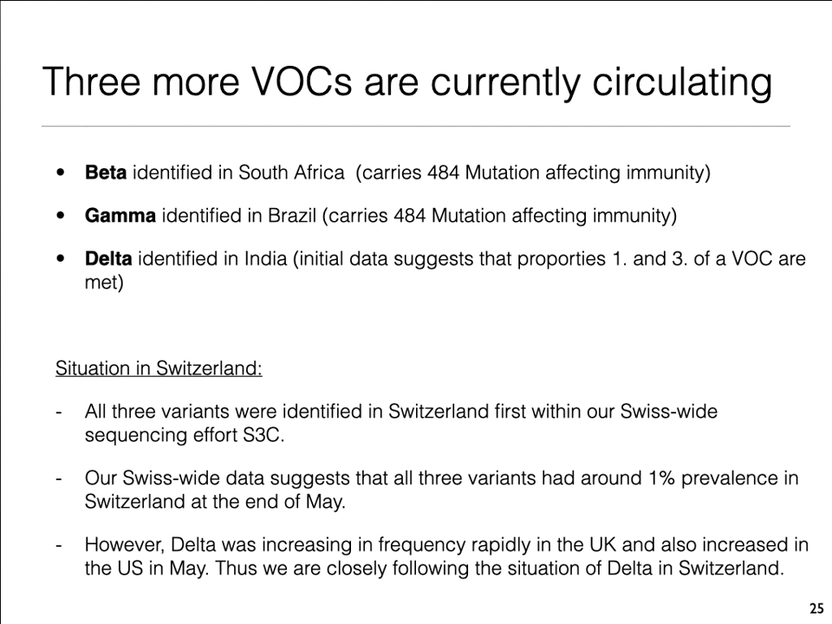With our sequencing efforts in Switzerland, we monitor all those variants, and in fact in our sequencing consortiums, we've identified all 3 variants in Switzerland first. Since then, we monitor the prevalence of those variants, and for all 3 of them, we are roughly at around 1% stable. However, that doesn't mean it needs to stay like that. Currently in the UK, we saw a very rapid increase of Delta over the last couple of weeks, and also in the US, Delta is starting to increase in frequency. Thus, we are also closely following the situation of Delta here in Switzerland.